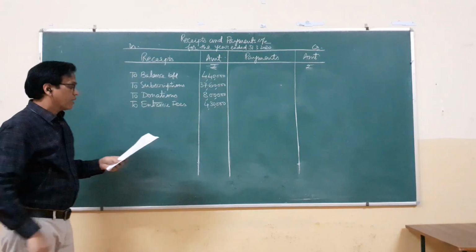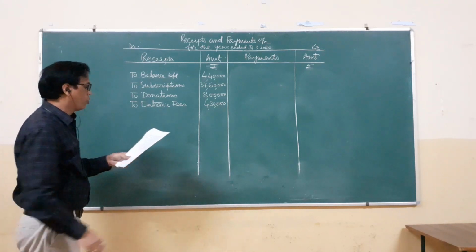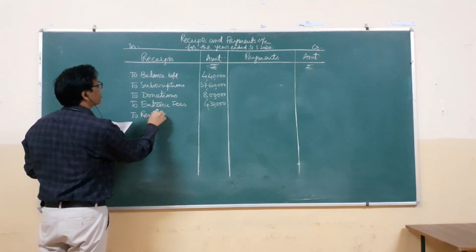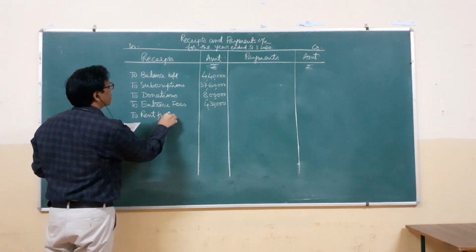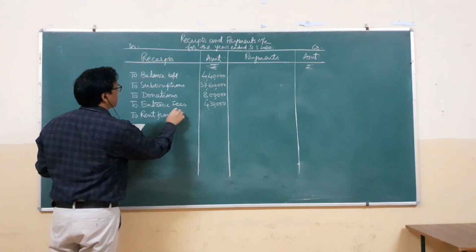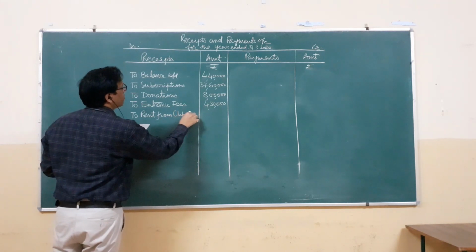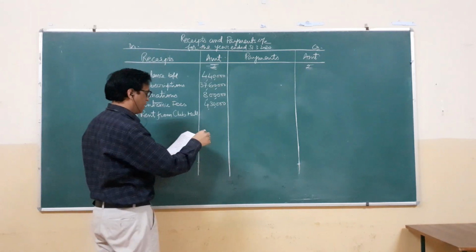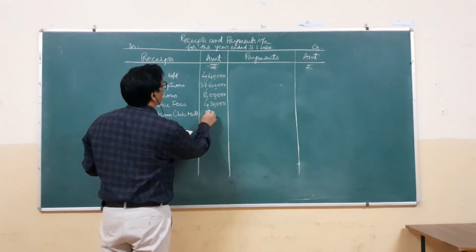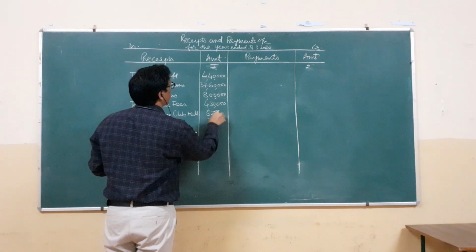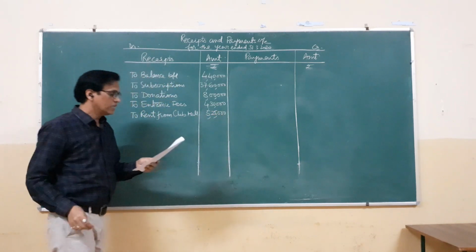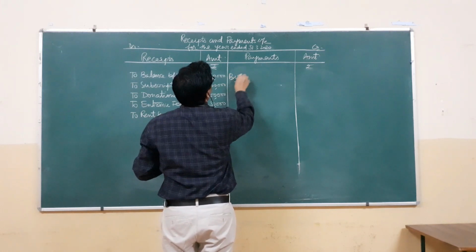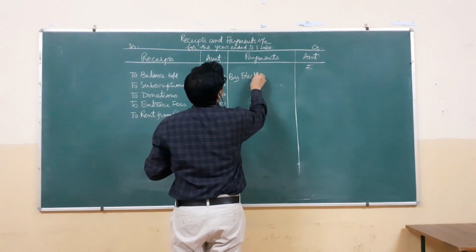Then rent realized from club hall. So to rent from club hall. It is also a receipt. That means the club hall has been given on rent basis and rent realized is 5,25,000. Then electricity charges, they have been paid. So we write here by electricity charges.